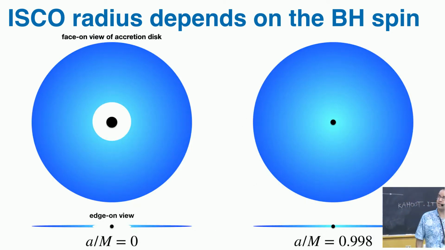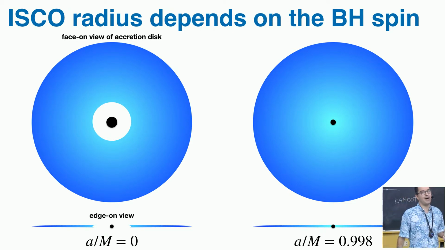So if you have an accretion disk around a black hole, on the left side you see the hole in the middle of the disk for a Schwarzschild black hole. And on the right side you see the hole in the middle of the disk when you have a maximally spinning Kerr black hole. Okay.